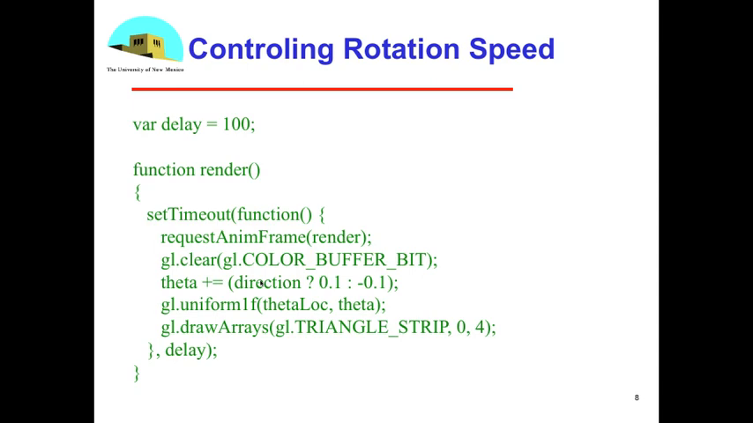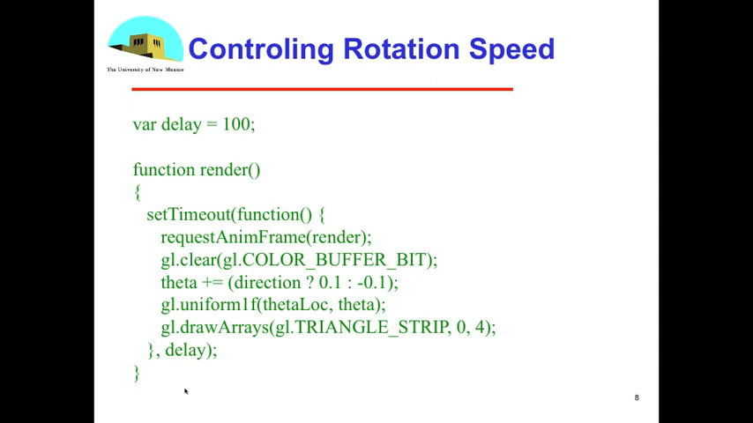I'll get a uniform variable. I'll send that uniform variable over to the vertex shader, and I'll draw the triangle strip as we did before. The difference here is now I have this delay in here. It says, wait 100 milliseconds before you go through the loop again. And that allows me to change the speed by using buttons to increase or decrease the speed of rotation.